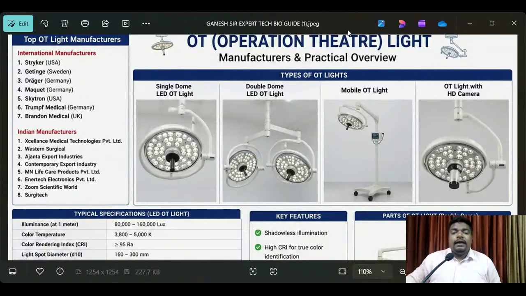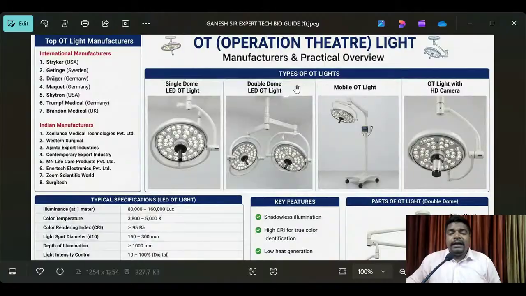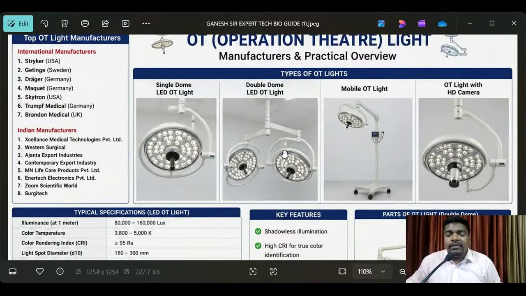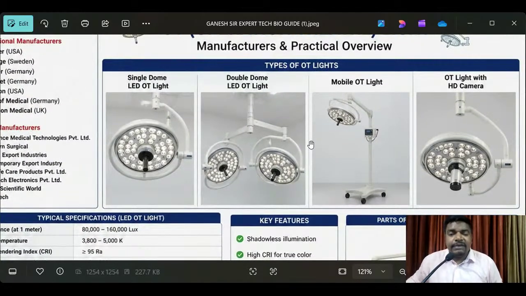Now, biomedical engineers, see what types of OT lights there are. I have shown you already, but for clarity I'm going to show you here. I'm not going to read them out, because these were already explained. For your knowledge, I'm giving pictures for clarity.